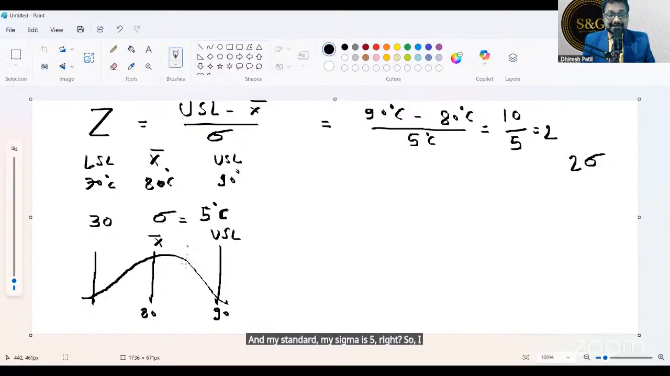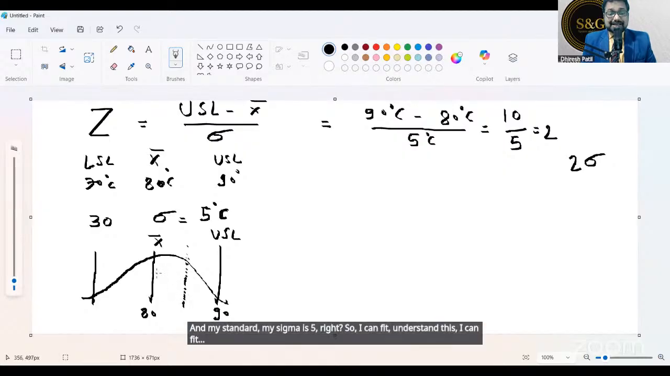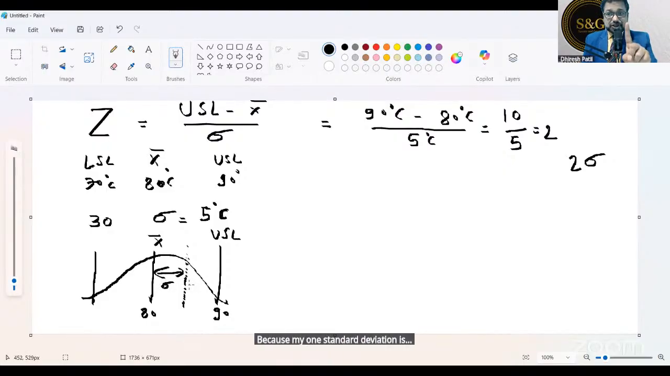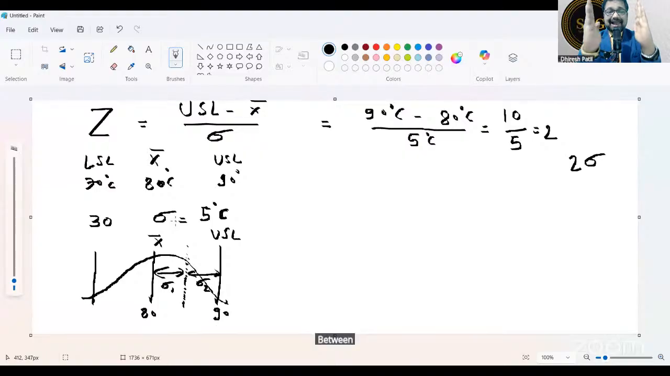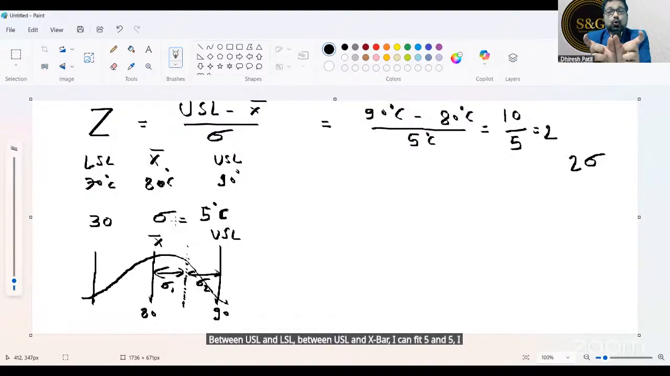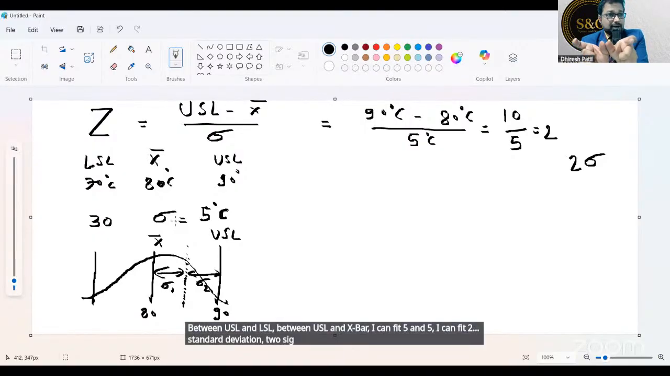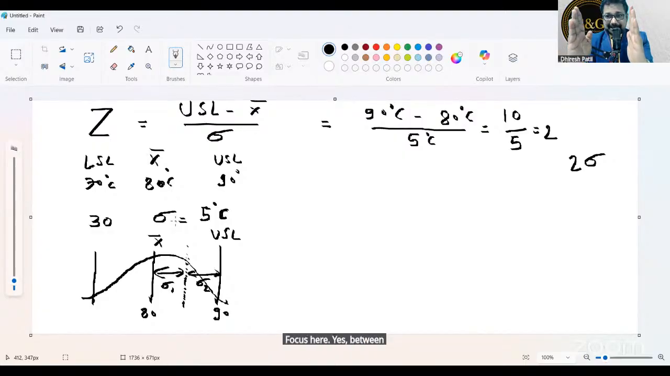So I can fit, understand this, I can fit 2 standard deviations here, because my one standard deviation is 5 degrees centigrade. So actually, I have a bandwidth of fitting 2 standard deviations, the sigma 2 times. Can you see here? Between USL and X bar, I can fit 5 and 5. I can fit 2 sigmas. Are you understanding? Just give me yes in the chat box, everybody. Focus here. Between this 10 degree centigrade range, between USL and X bar, I can fit 5 and 5, 2 times. Have you understood this?